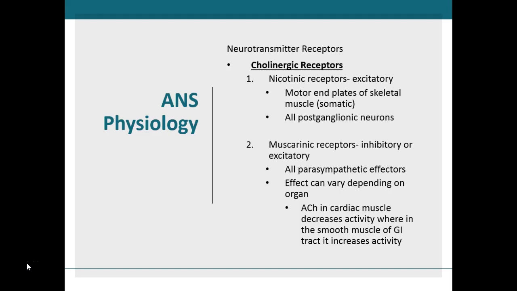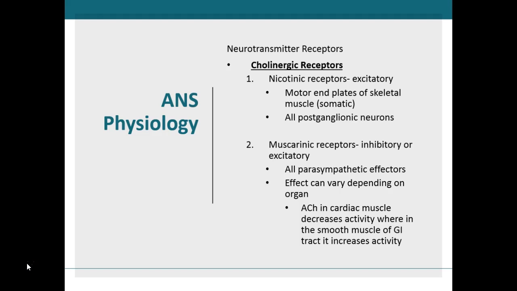We also find some nicotinic receptors in the adrenal medulla, which is going to release epi and norepi, and in the motor end plate of neuromuscular junctions. You may be wondering, nicotinic receptors, why in the world would we have receptors named for nicotine? Well, they're named because nicotine mimics the action of acetylcholine when it binds these receptors.